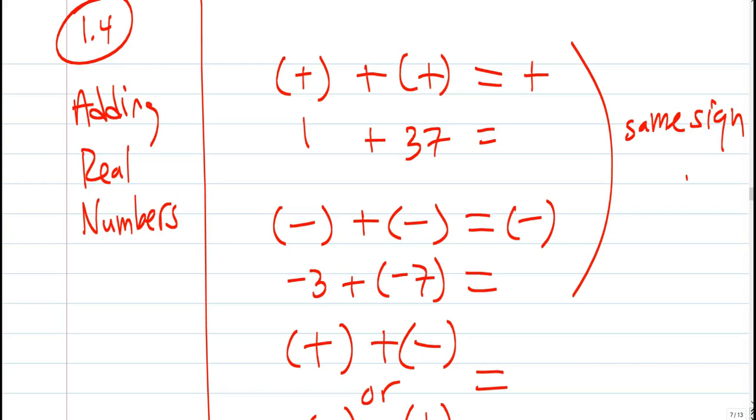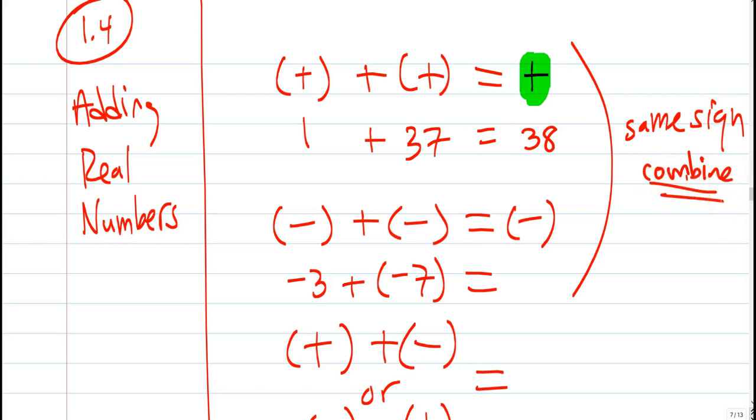What if I add 2 positive numbers? A positive plus a positive number gives me a result that is positive. And that makes sense. That's intuitive. You're like, yeah, 1 plus 37. If I have 1 and I add 37 more to it, I have a total of 38. When they are the same sign, they will combine.